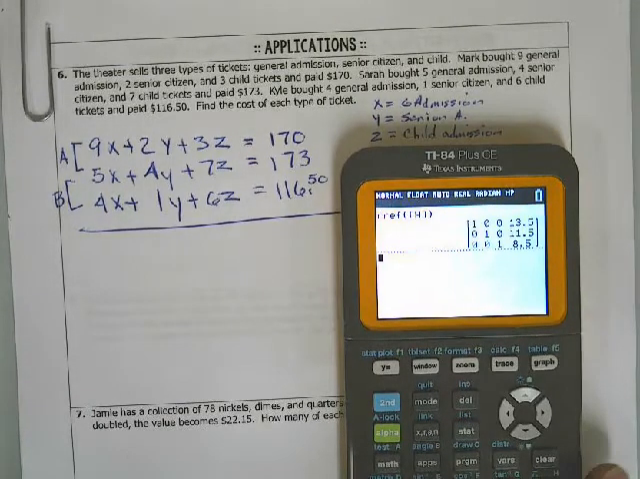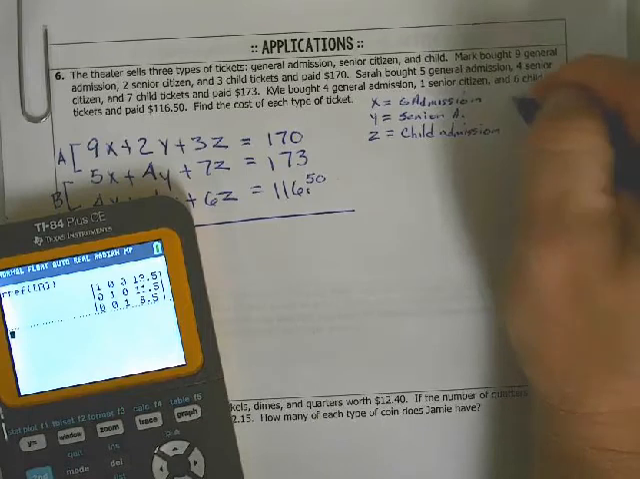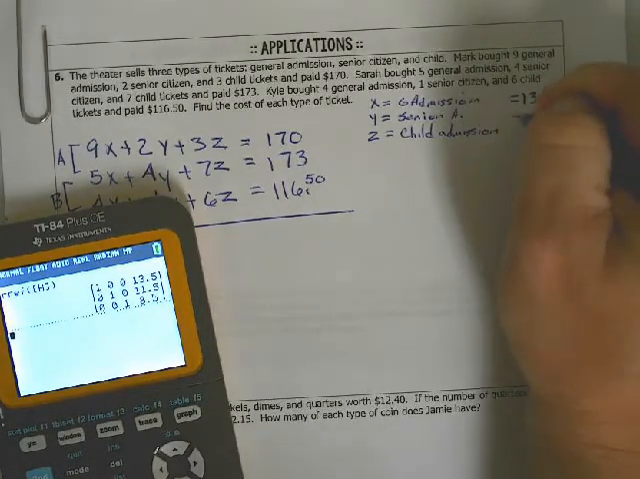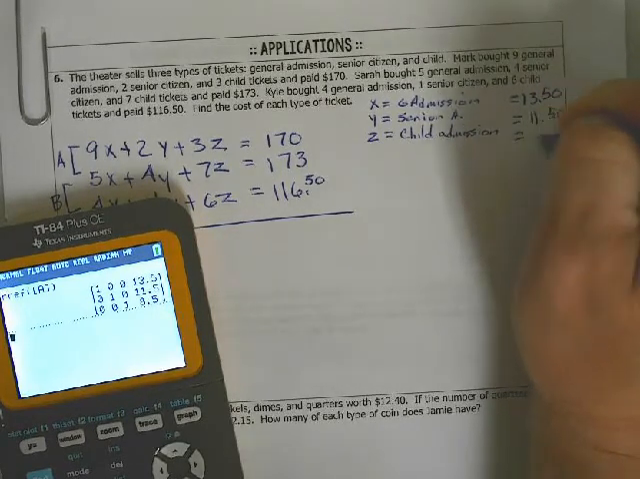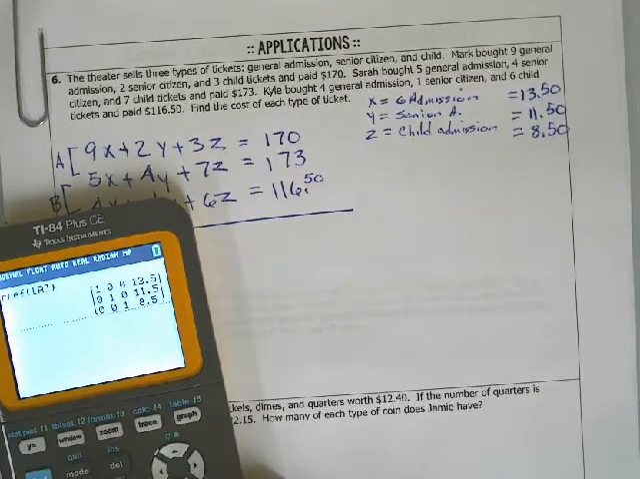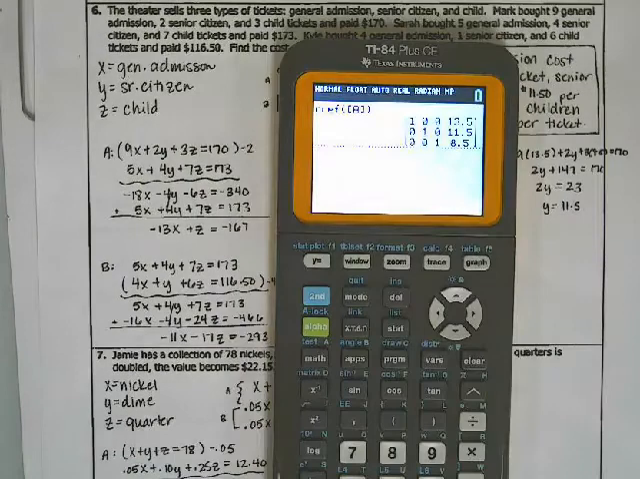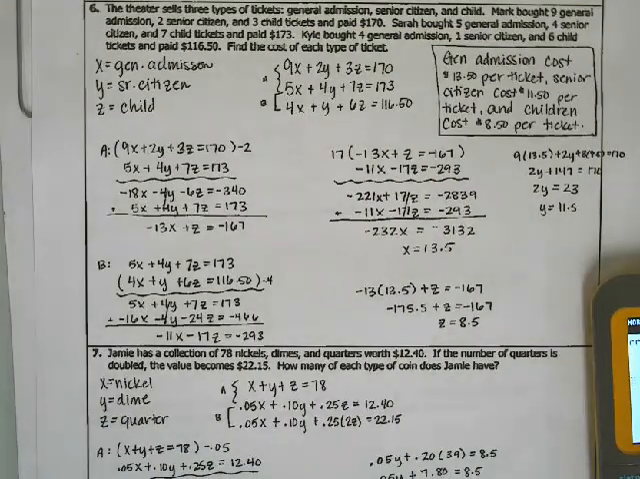Okay? So this tells me that my general admission tickets are $13.50, the senior tickets are $11.50, and the child tickets are $8.50. Okay? Now, if I work that out with elimination, this is what the problem looks like. Which would you rather do? So, it's worth learning how to do this and using the proper calculator. You can go back and review this anytime you want. Systems of elimination with 3 variables. You can do it with 2 variables, or you can do it with 200 variables.